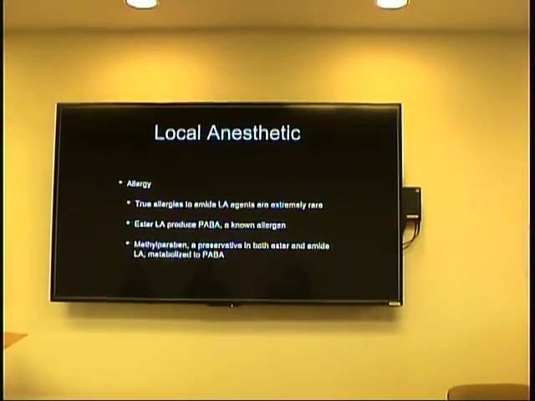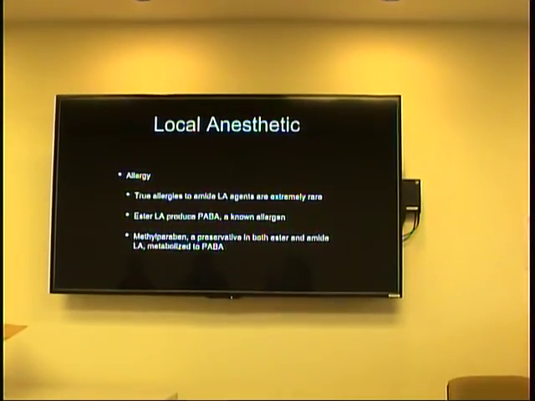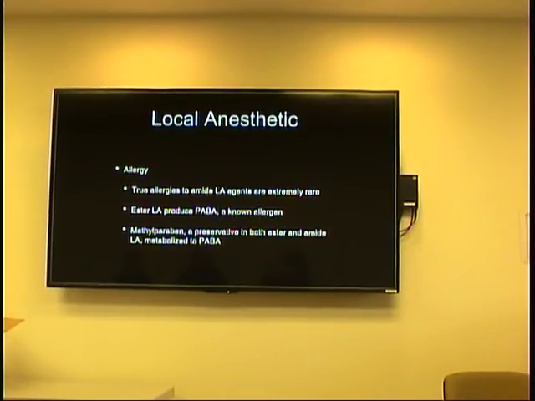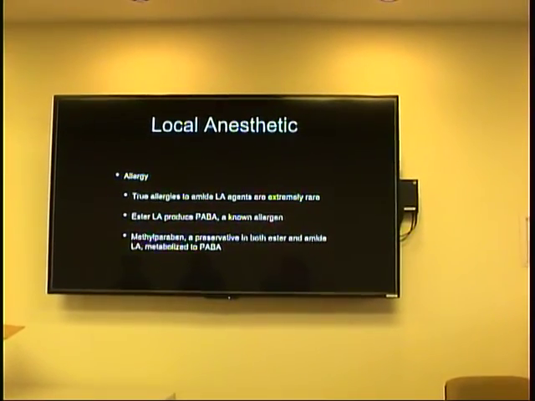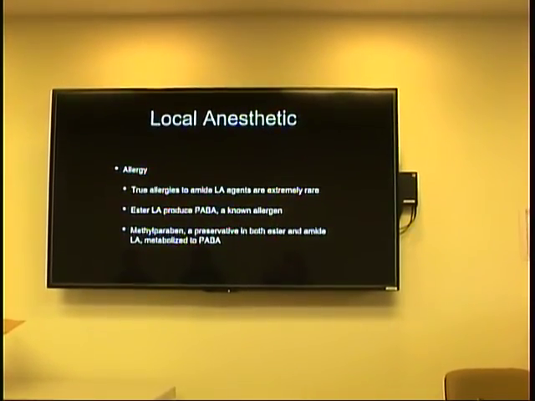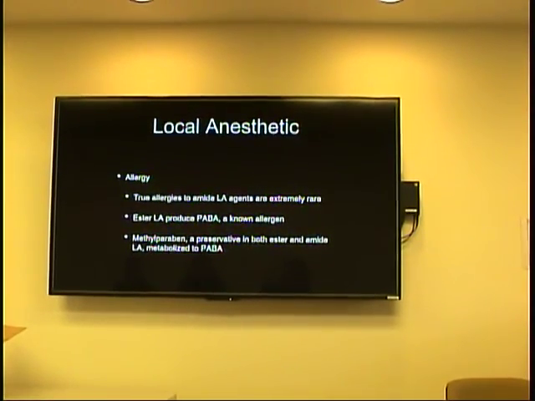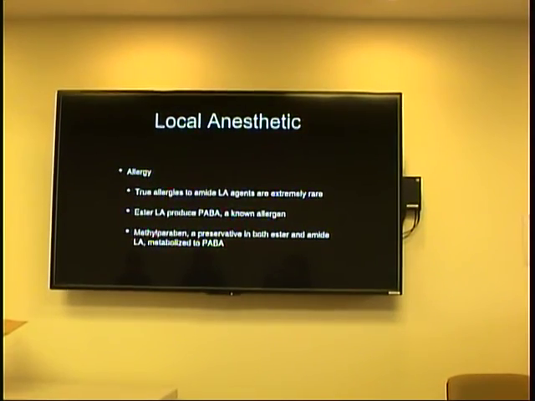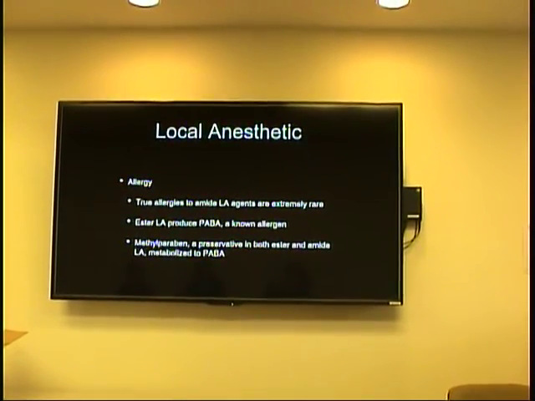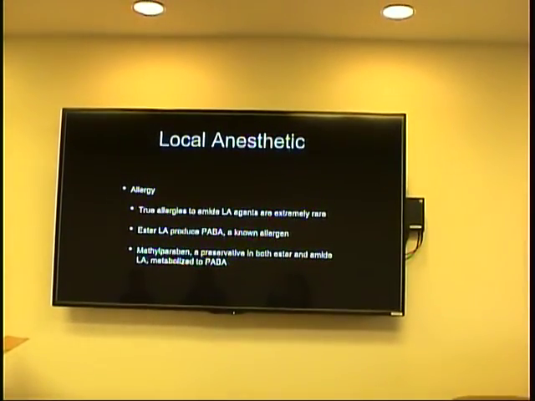However, sometimes the amino-amides come with a preservative, methylparaben, and if someone has an allergy to PABA, they'll probably have an allergy to methylparaben as well. So we have preservative-free local anesthetic. Essentially, in all the blocks we do, we try to use preservative-free.